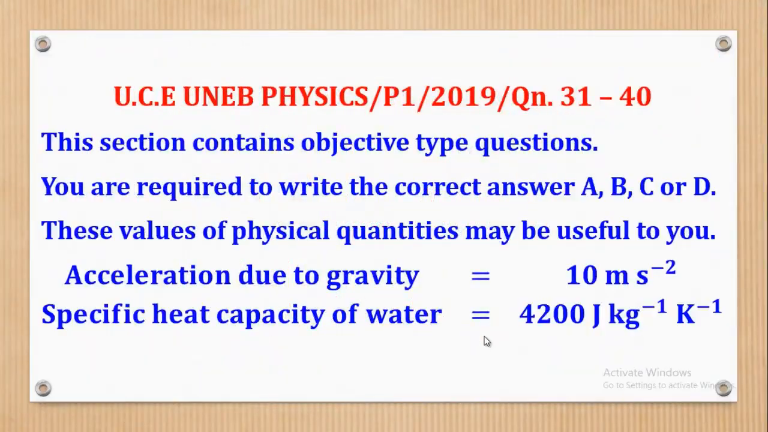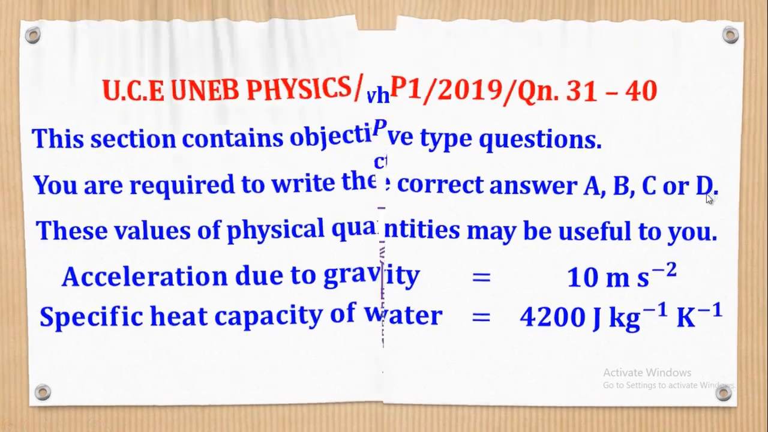So remember that these are our constants. Acceleration due to gravity is 10 meters per second squared and specific heat capacity of water is 4,200 joules per kilogram per Kelvin. So where necessary, we shall be using these constants. And also remember that this section is objective type and you are given 4 answers, whereby you have to choose one which is most correct.